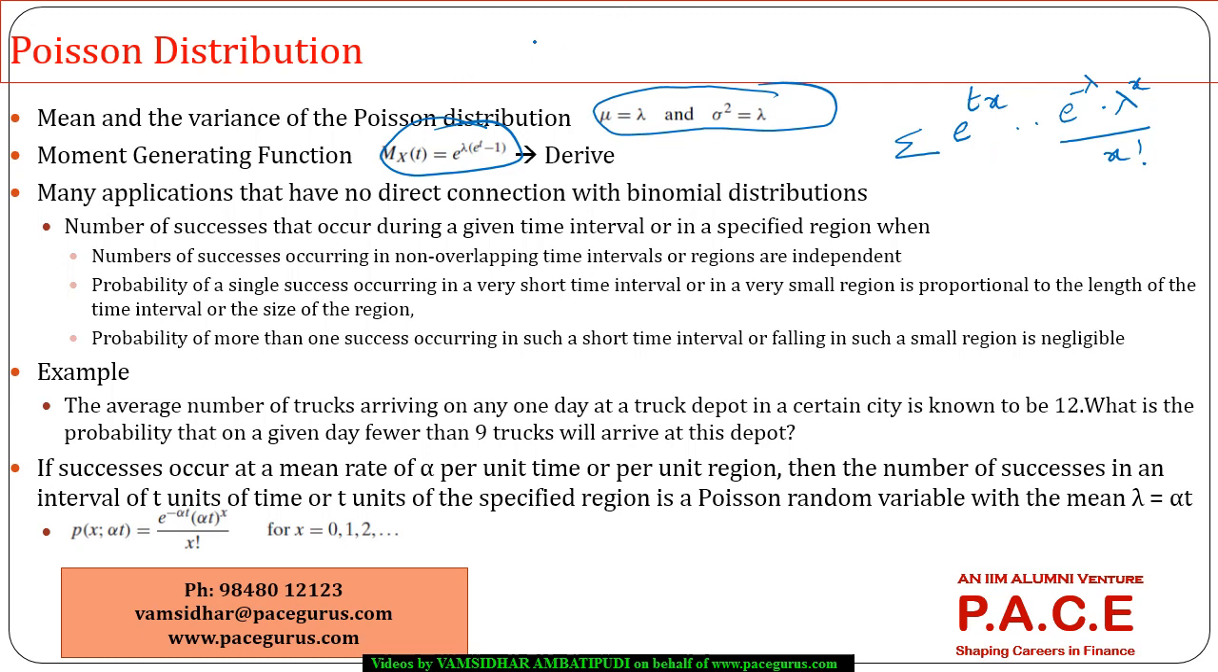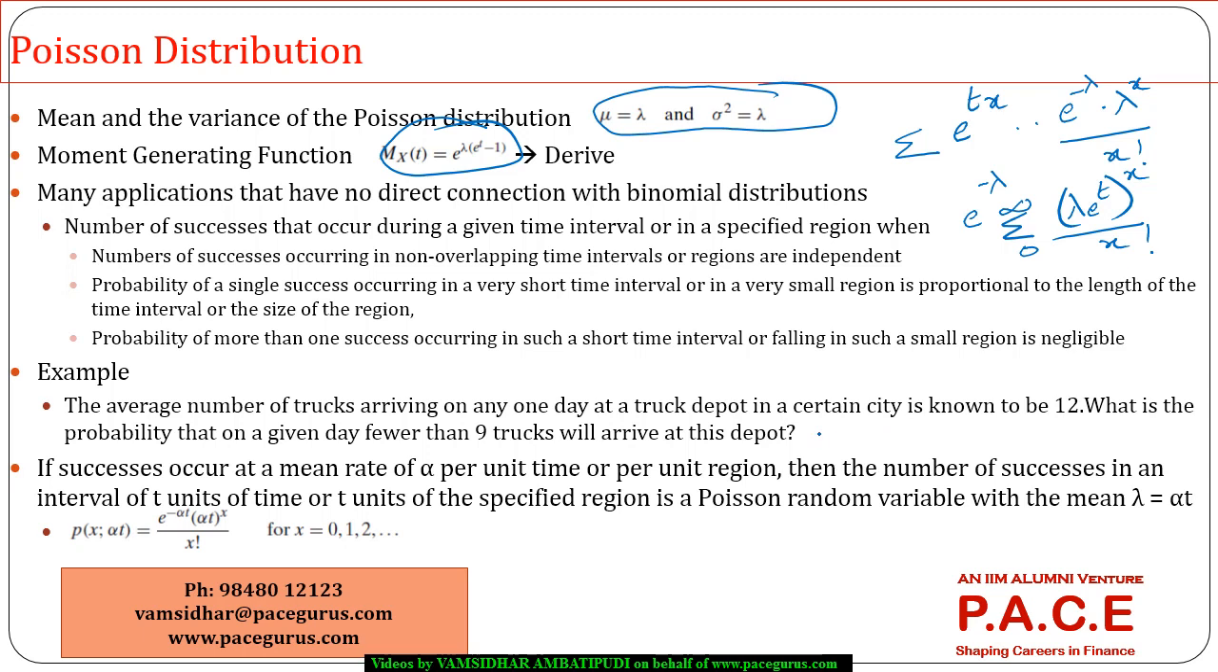So in this case, I can very well take out e power minus lambda, and it is nothing but I can write it as lambda e power t times x divided by x factorial, which is extended between 0 to infinity, X going between 0 to infinity. So I can take e power minus lambda into lambda e power t to the power x by x factorial.